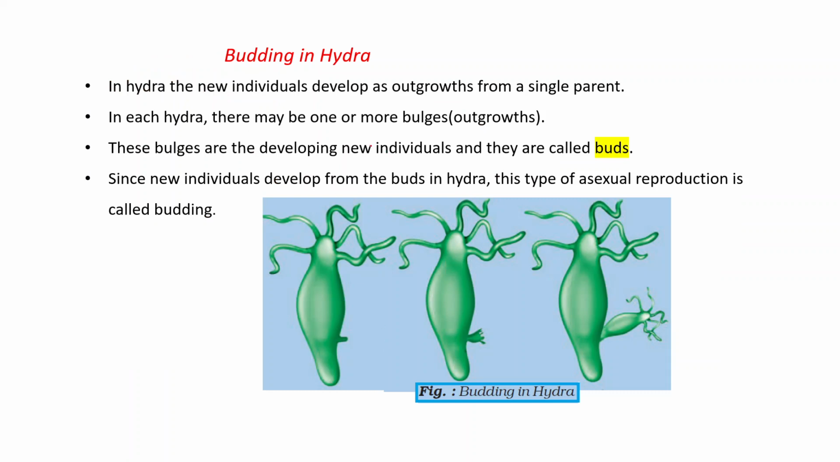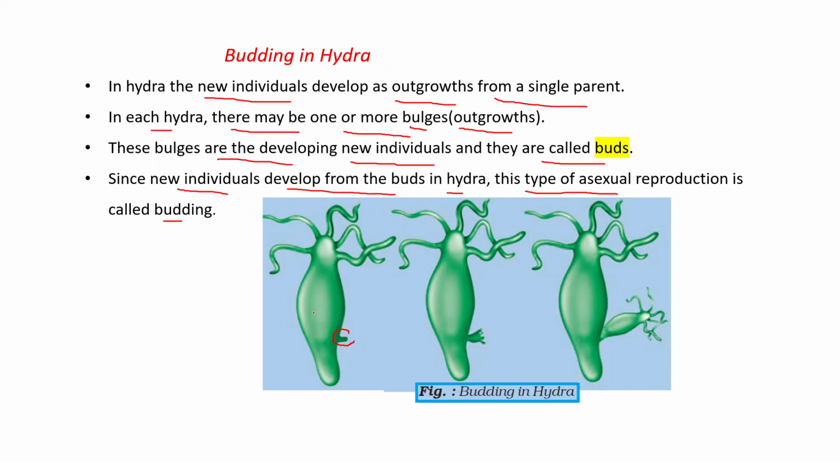First come to the budding in Hydra. In Hydra, the new individuals develop as outgrowths from a single parent. In each Hydra, there may be one or more bulges. Bulges, that means outgrowths. You can see this diagram. This is a bulge, or an outgrowth. These bulges are the developing new individuals, and they are called buds. Since new individuals develop from the buds in Hydra, this type of asexual reproduction is called budding.